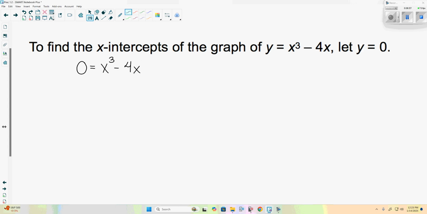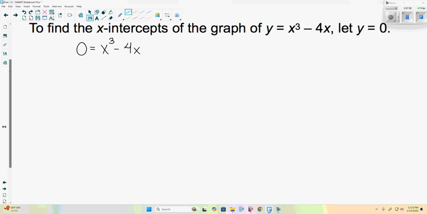And we want to solve this here. We want to solve this to see what values of x will make the y value be 0. Now with our higher degree polynomial functions, the degree is going to be equal to the number of solutions. So the degree for this here is 3. It's our biggest exponent attached to the variable. So we should have 3 solutions.